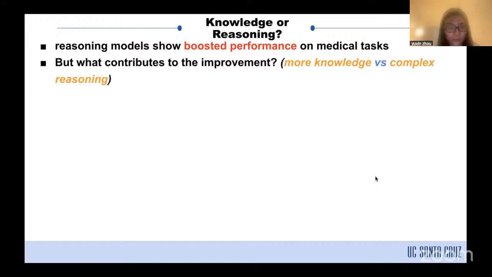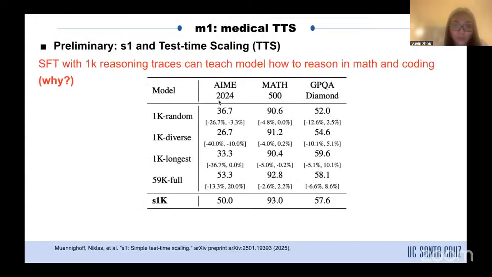Next, we also want to understand whether this advantage was attributed to knowledge or reasoning, because reasoning models indeed show boosted performance. However, they also have some limitations. We want to understand specifically what contributes to the boosted performance and what needs to be improved. To understand that, we have performed a study which was recently put out on arXiv, called unleashing the potential for the test time scaling paradigm for the medical domain.